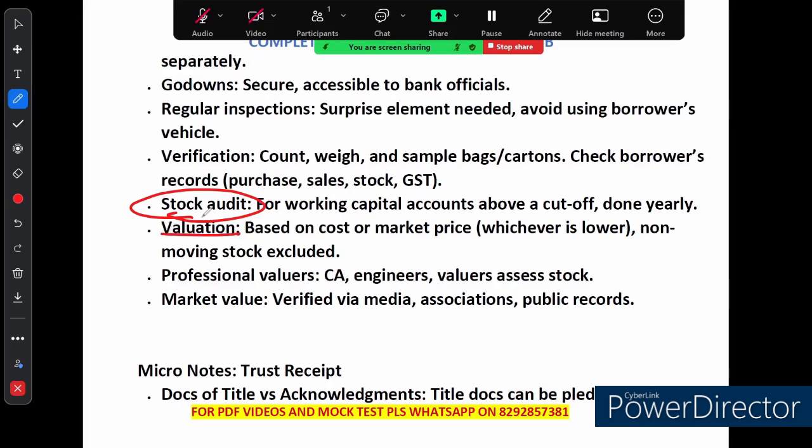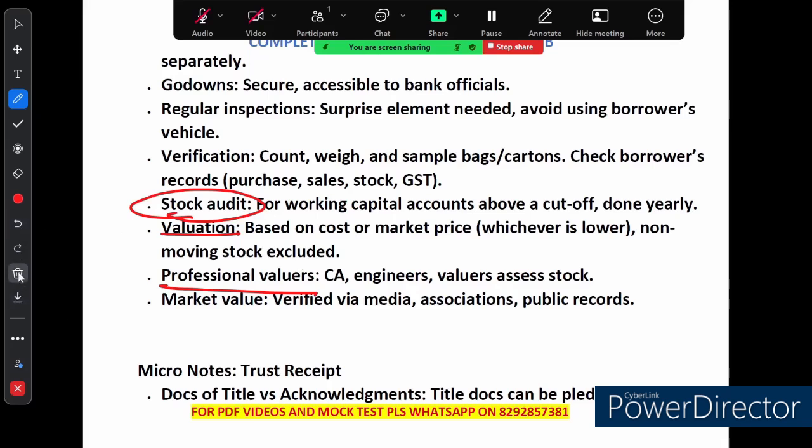Next thing is valuation. Goods are valued based on either cost or market price, whichever is lower. Non-moving stock, items that are not selling, is not included. Next thing is professional valuer. Experts like CA, engineer, stock valuer are sometimes hired to assess the goods.